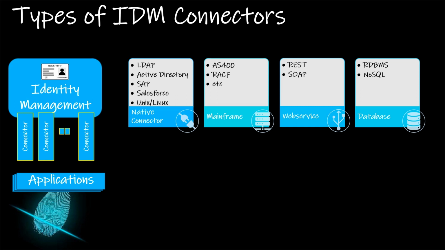If the application uses the database as an identity store, a database connector can be used. The IAM developer can map the database schema with the identity schema, or he can create views or write SQL queries for provisioning operation.